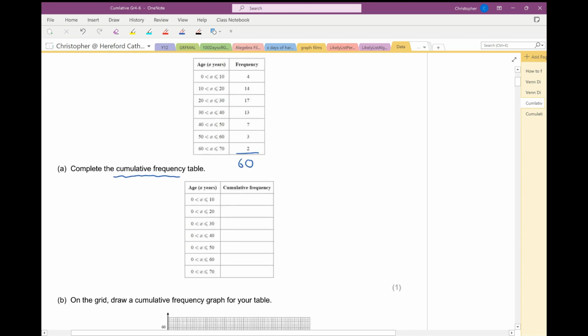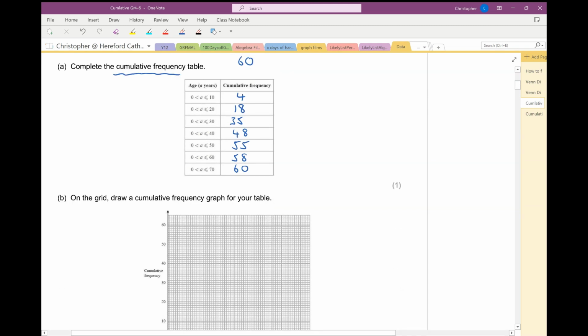Okay, so I've got 4 people who are between 0 and 10. But then between 0 and 20, that's going to be the 4 and the 14, isn't it? So that's 18. And then between 0 and 30, it's the 18 I've already got, plus the 17, 35. I'll just continue the process. Another 13 there gives me 48. Another 7, another 3, and another 2. So there you are, 60 people altogether between the ages of 0 and 70.